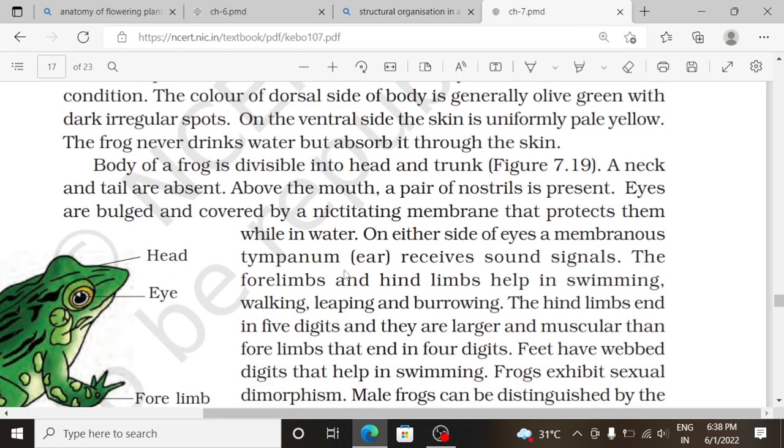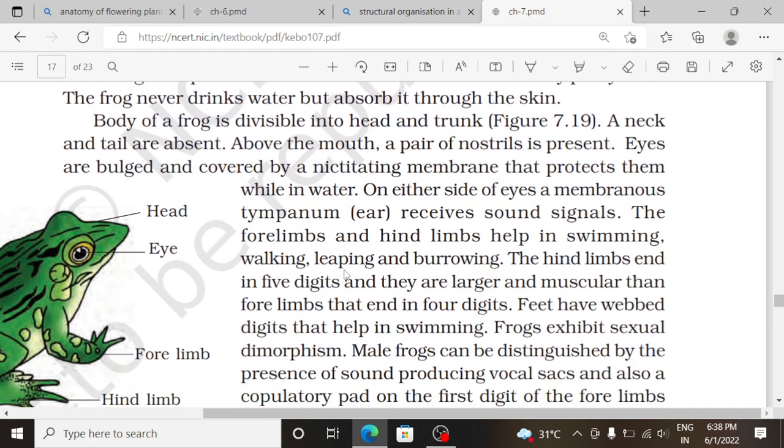Body of a frog is divisible into head and trunk. A neck and tail are absent. Above the mouth, a pair of nostrils is present. Eyes are bulged and covered by a nictitating membrane that protects them while in water. On either side of eyes, a membranous tympanum ear receives sound signals.